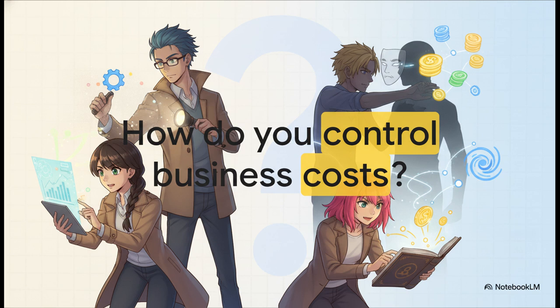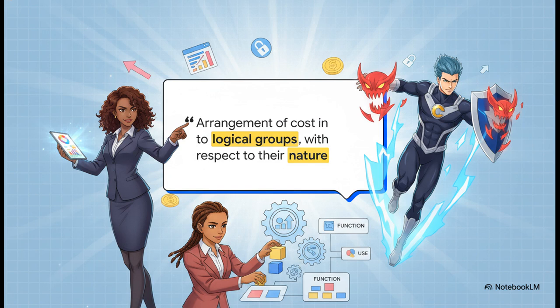So we're going on a bit of a detective mission here to unmask these expenses, track them down, and figure out their common characteristics. And that leads us right to this official definition from SEMA. They say cost classification is the, quote, arrangement of costs into logical groups with respect to their nature, function, or use, end quote. Okay, sure, it sounds super clinical, I know, but organizing your expenses into these logical groups, that is literally the superhero that saves a business from financial ruin. It completely stops the guessing and finally starts the controlling.